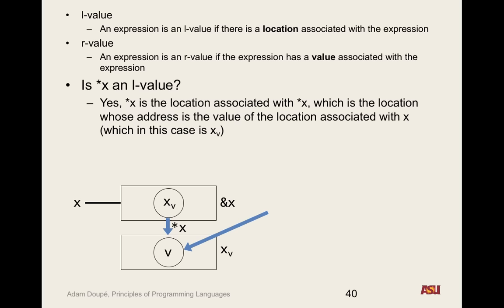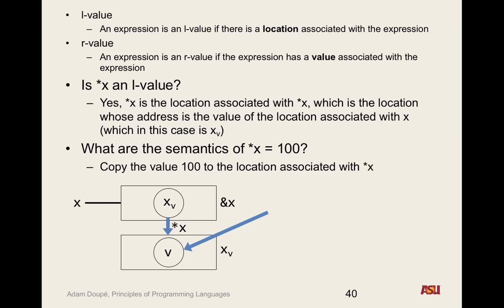So does that mean we can assign to a star X? What happens if I do star X equals 100? Yeah, so it's not going to set v, it's going to replace v with 100, right? Whatever v was, it's copying that in there. So the semantics here are copy the value 100 into the location associated with star X. Well, what's the location associated with star X? XV, exactly. Or it's the location associated with the address XV.